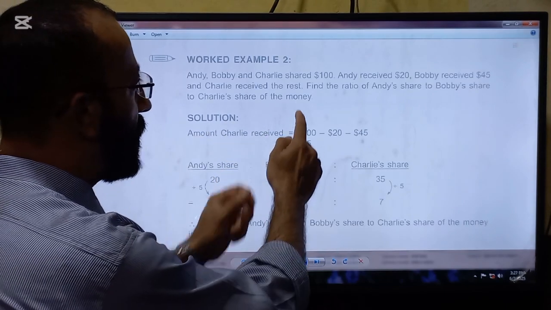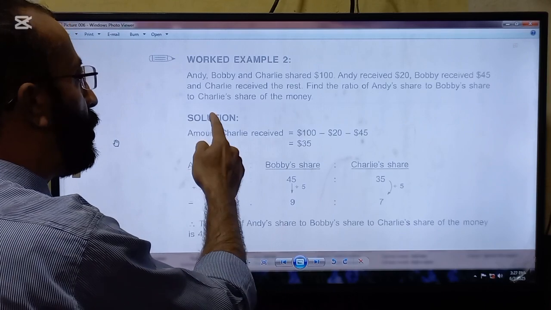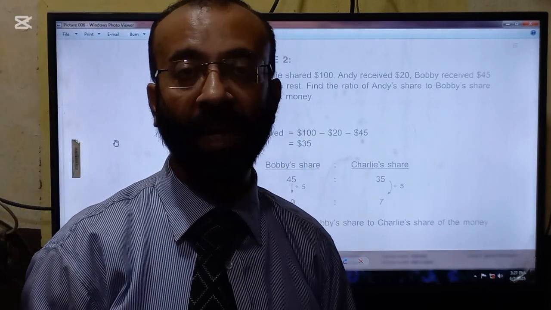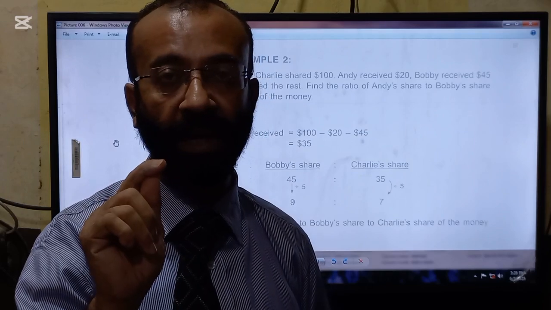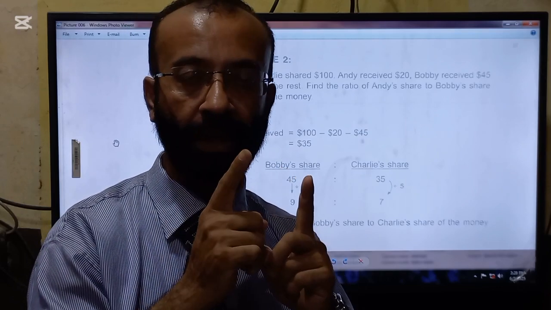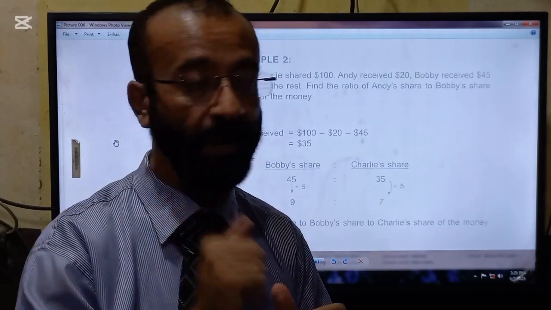Okay, now the question is, find the ratio of Andy's share to Bobby's share to Charlie's share of the money. I'm telling you again and again, you have to be very careful about the wording of the question. The value which is coming first should be written first. The value which is coming later should be written later.